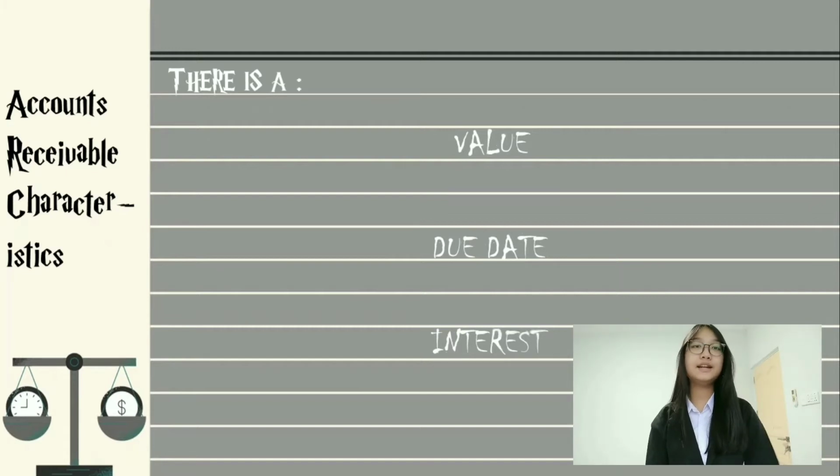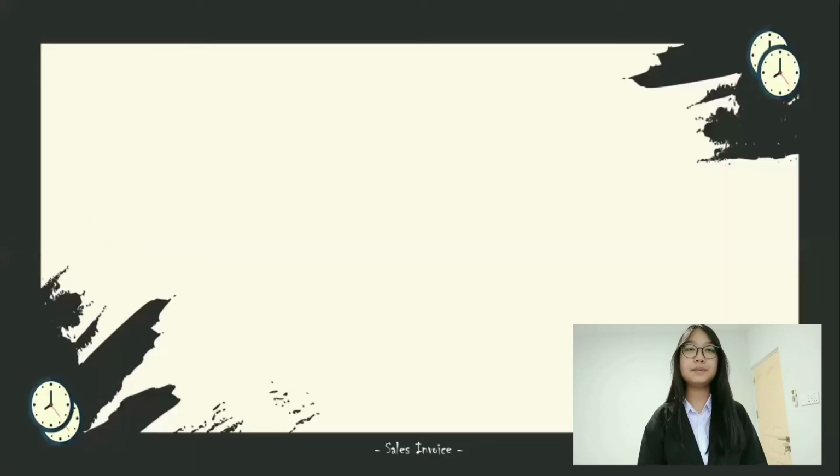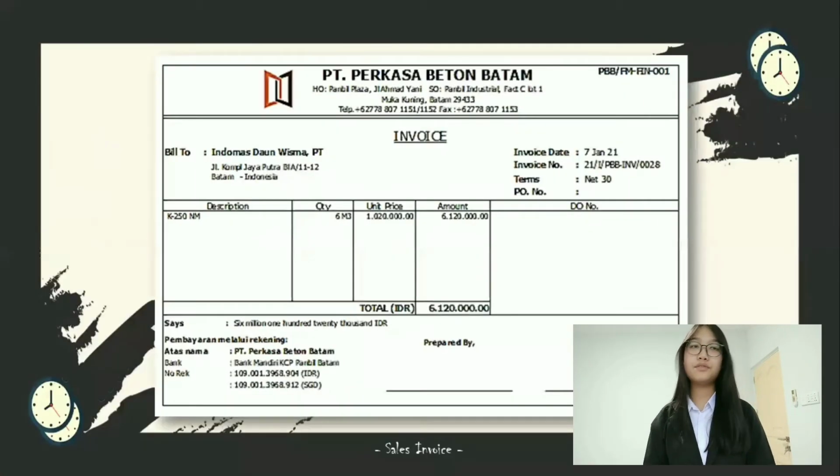For more detail, here are some pictures of account receivable transaction documents. Here's the first picture. It's a sales invoice that belongs to Indomas Daun Wisma, on January 7, 2021. There's a term of 30 and the value is 6,120,000.